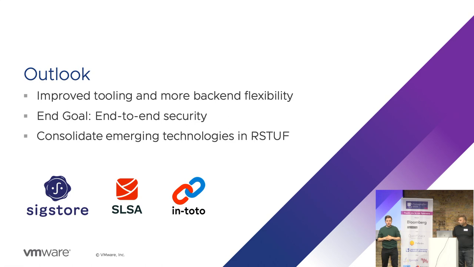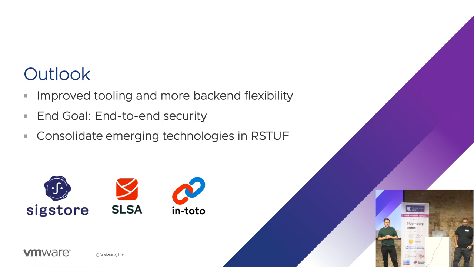And we want to do this by consolidating emerging technologies. We want to be able to use Sigstore for signing, include information about the supply chain, like SBOMs or SLSA attestations. And we want to be able to express policies about the supply chain using, for instance, in-toto layouts or technologies like that.